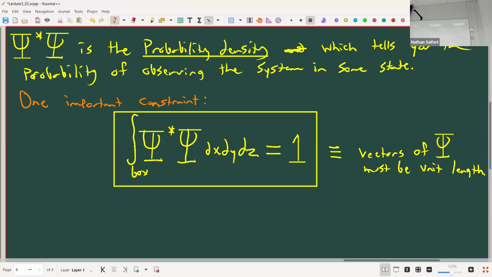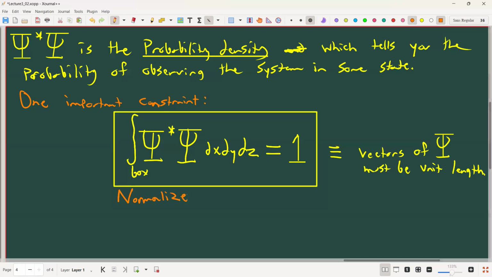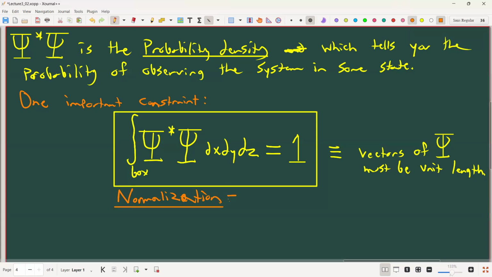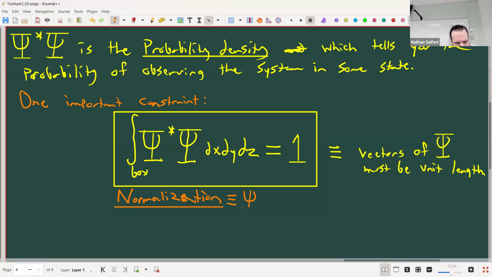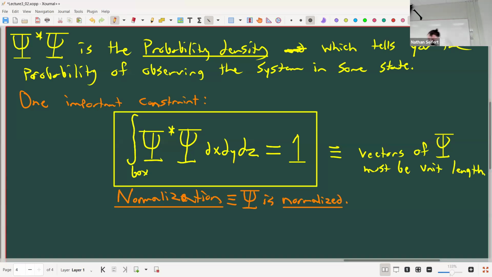All right, so this is what's called normalization. Anytime I say that, and for these wave functions, we say that psi is normalized. It just means it integrates to 1. The square of it integrates to 1.